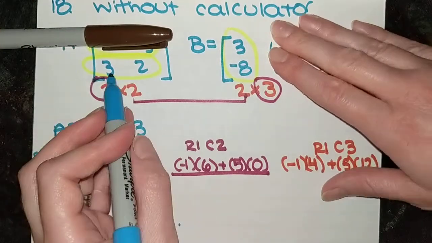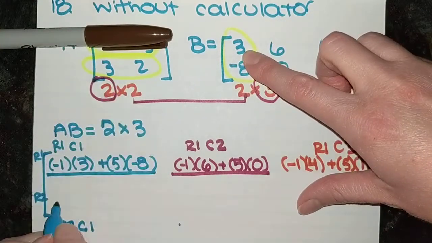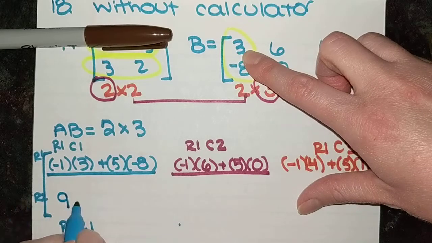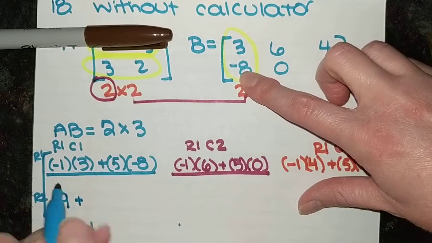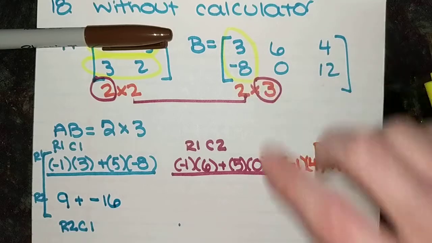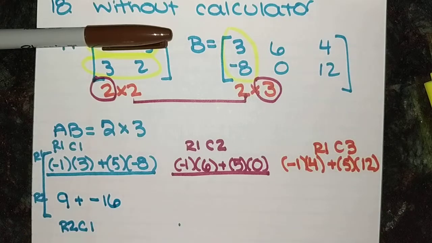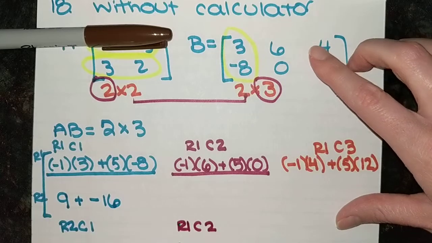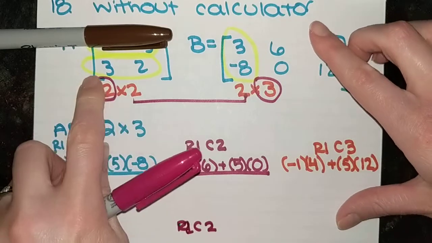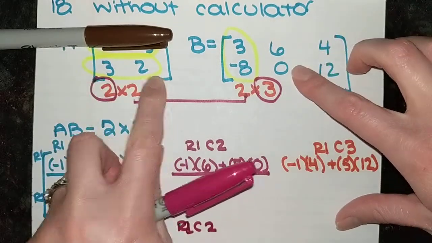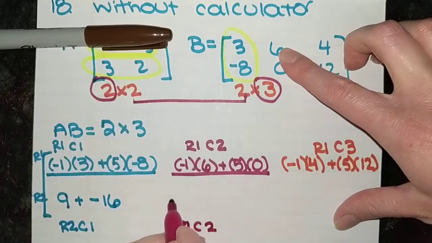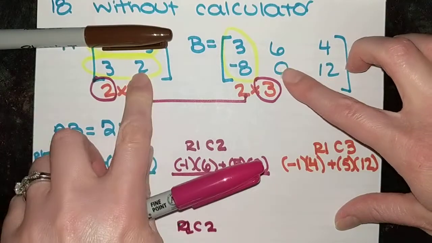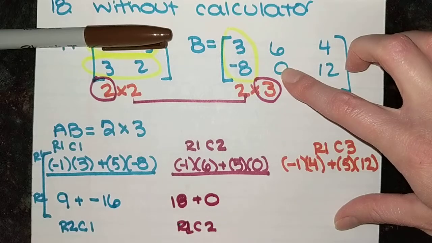Okay, so we're going to take row 2, column 1, so that's going to be 3 times 3, so 9, and then plus 2 times -8, so -16. Okay, and then for row 2, column 2, we're going to take row 2, multiply by column 2. So 3 times 6 to get 18, plus, and then 2 times 0 to get 0.